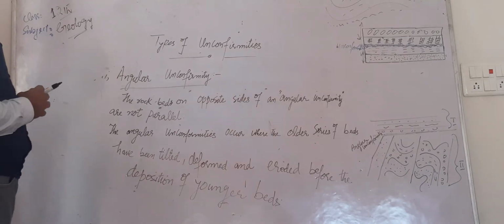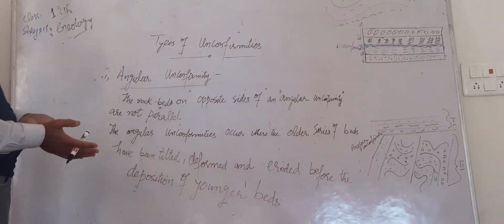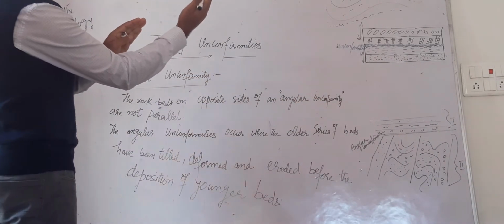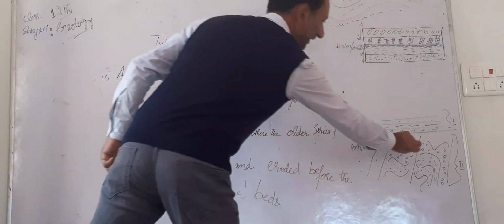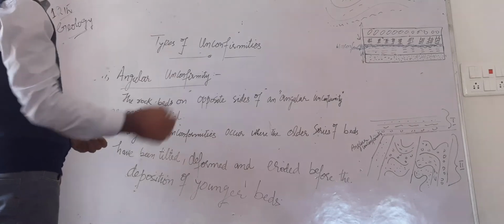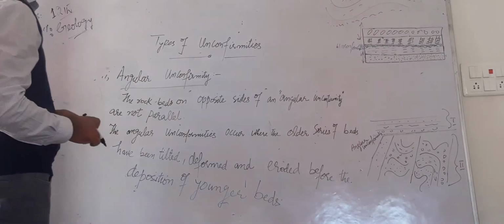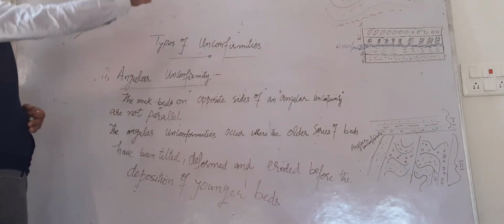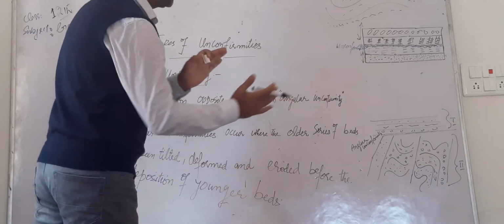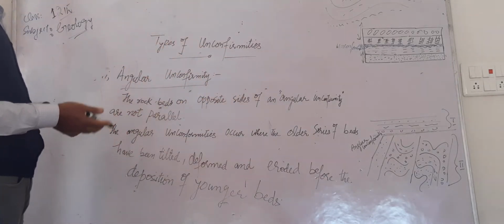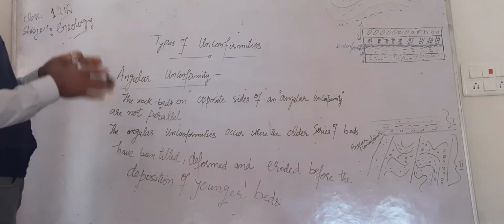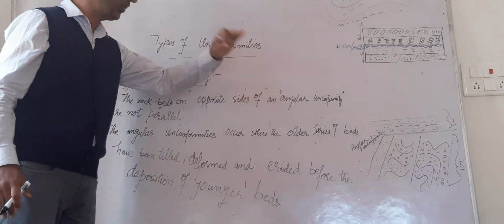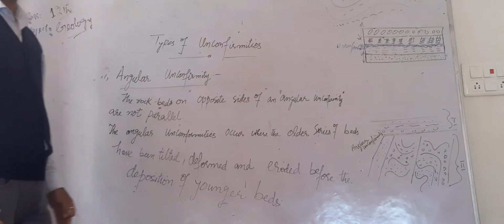These angular unconformities occur where older series of rock beds have been tilted. These rocks have been tilted into slanting positions, or have been deformed, in a way that they have no direction, and eroded. Sometimes the material has been eroded before the deposition of younger beds over it. So these rocks are formed against each other in different fashion, in a deformed manner or tilted, or they have been eroded, and the unconformity formed over these rocks is known as an angular unconformity.